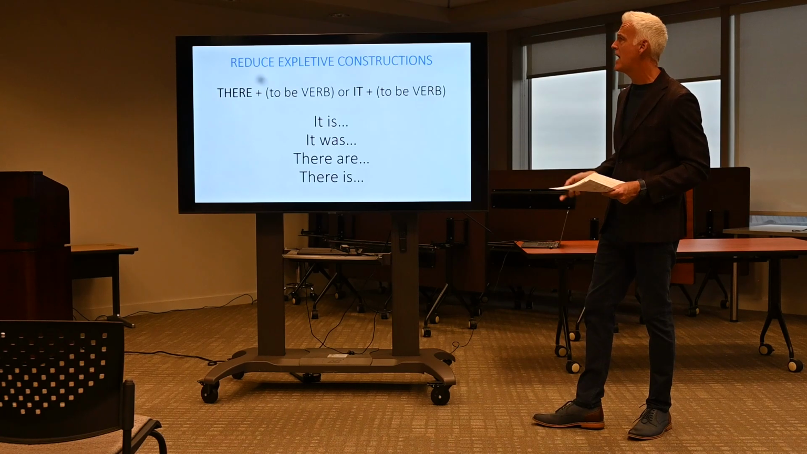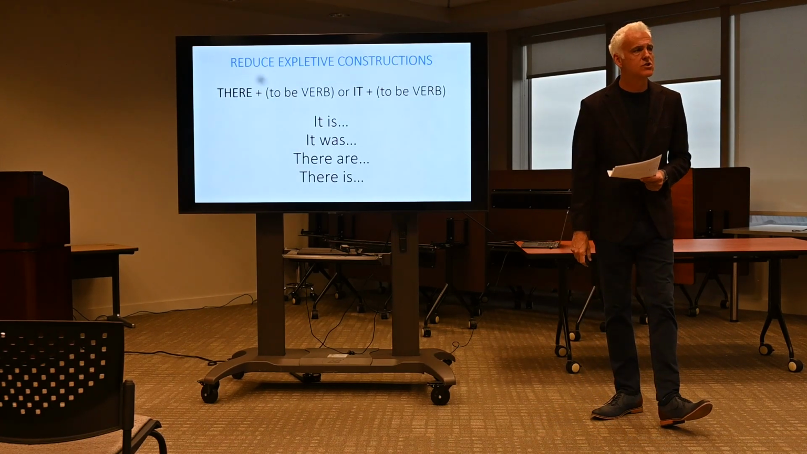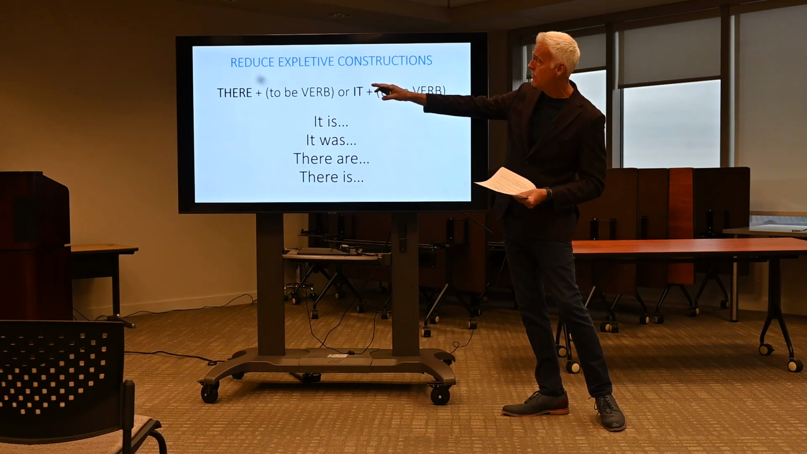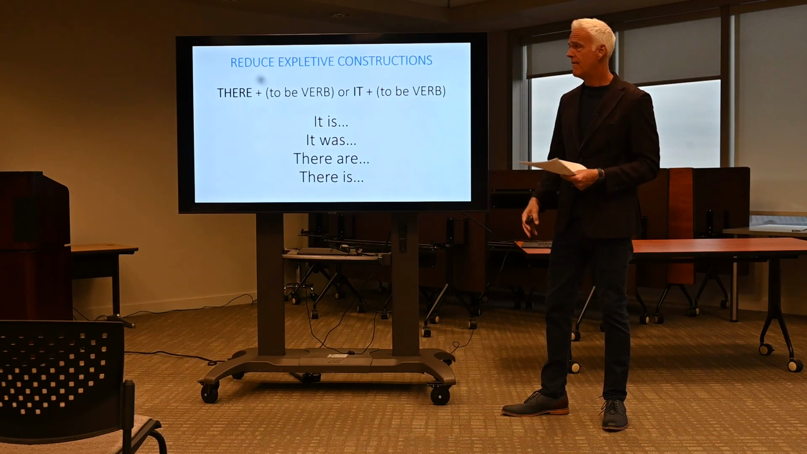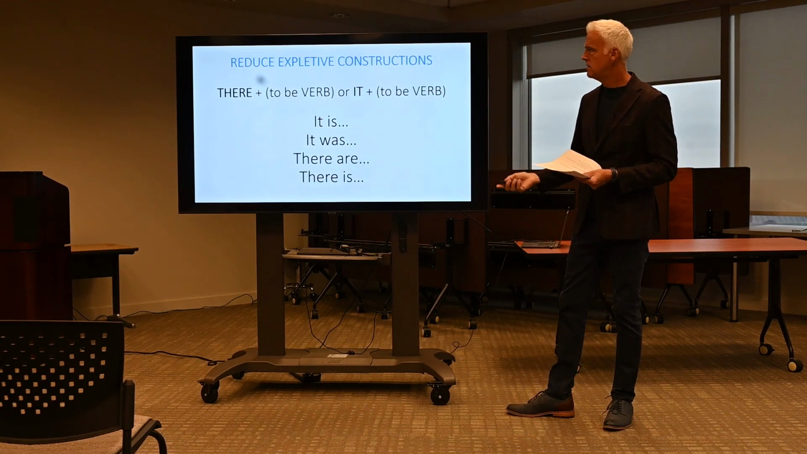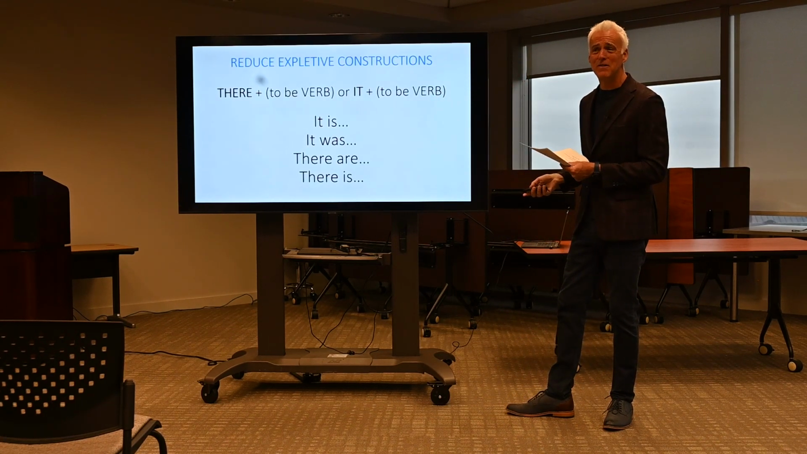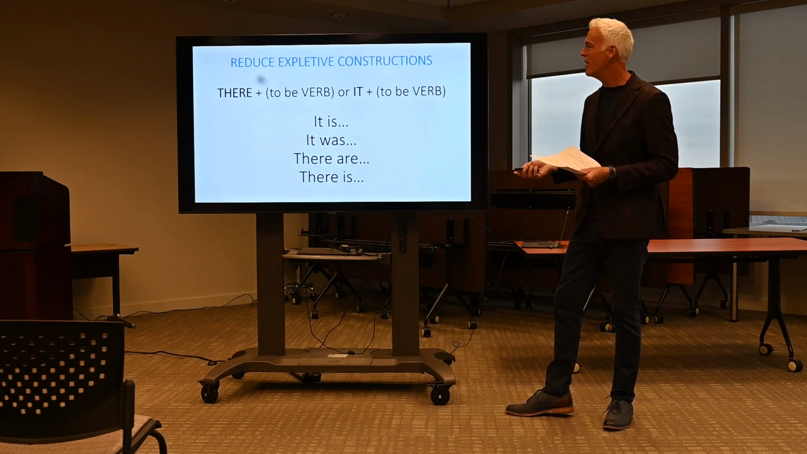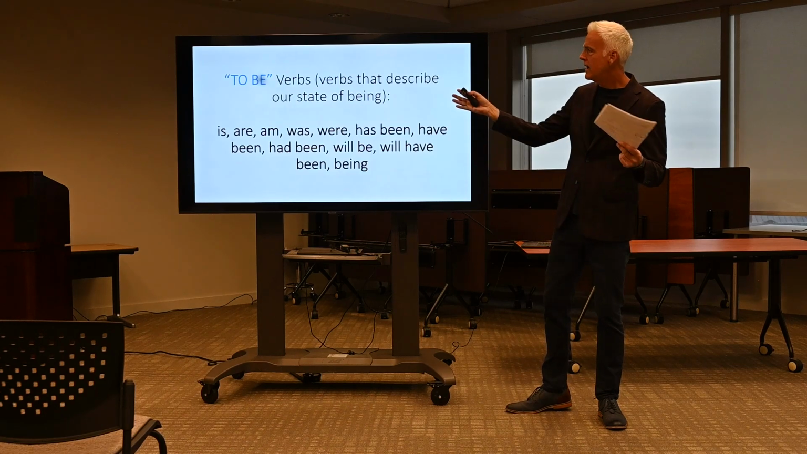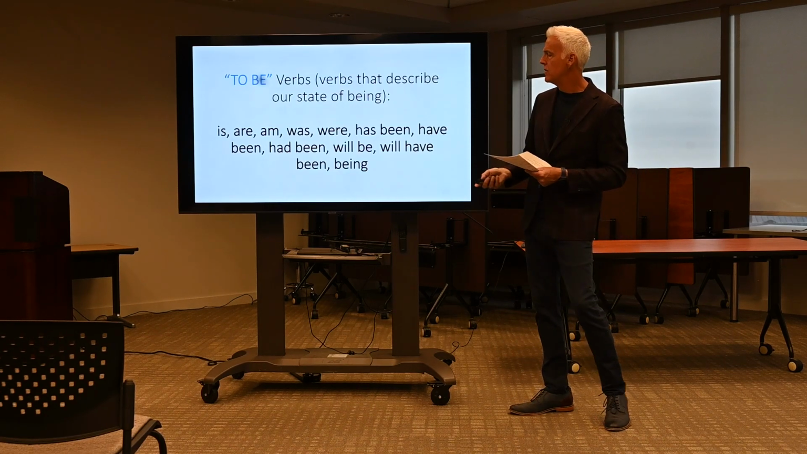Okay, second thing we want to talk about are these things called expletive constructions. And what expletive constructions are is the word there or it, and then a to be verb. So it is, it was, there are, there is. For those of you that don't remember what a to be verb is, because it's been a long time since sophomore English, those are the verbs that sort of describe our state of being. Am, was, were, have been, those sort of things.